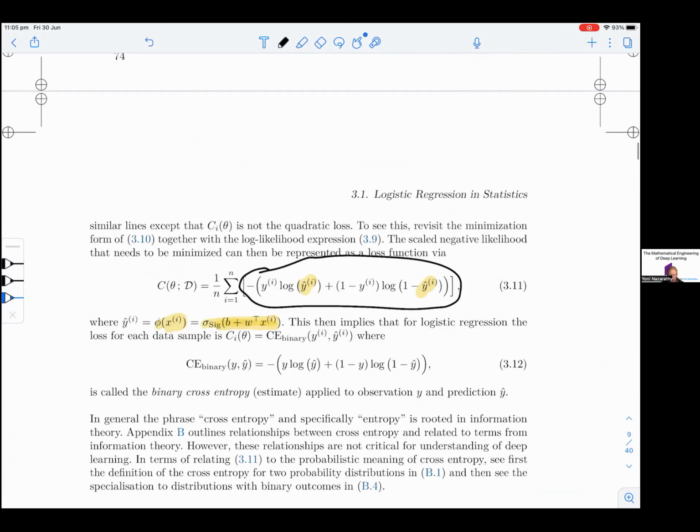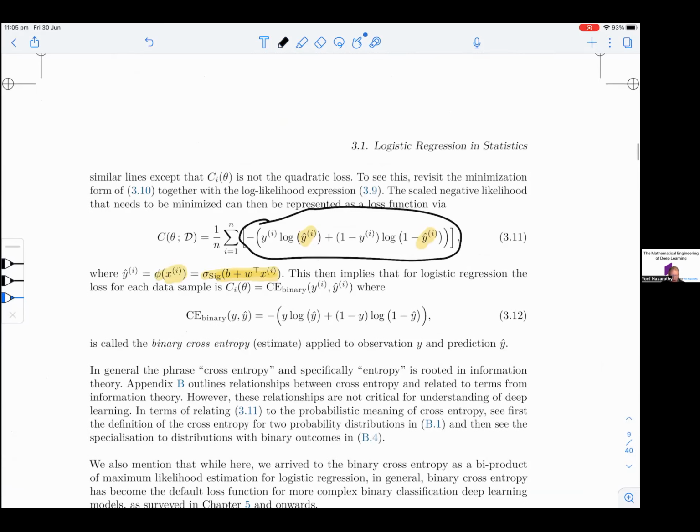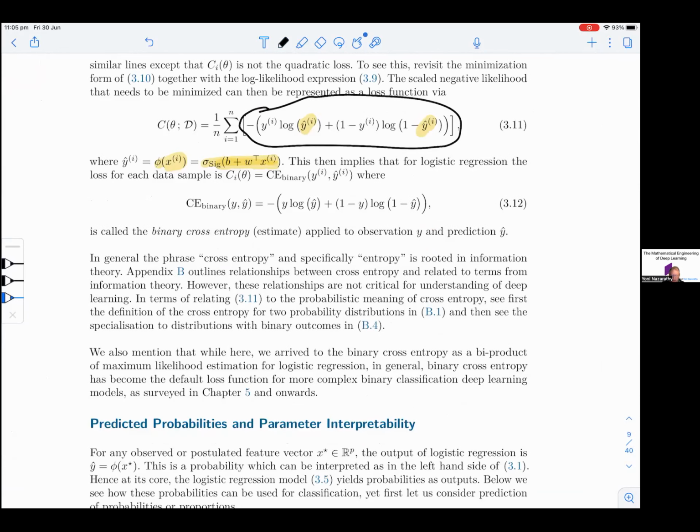This then implies that for logistic regression, the loss for each data sample is Ci, which we call CE binary, the binary cross entropy loss of yi and yi hat, where CE binary of y and y hat is this expression: negative of y log y hat plus 1 minus y times log of 1 minus y hat. And that's called the binary cross entropy estimate applied to observation y and prediction y hat.